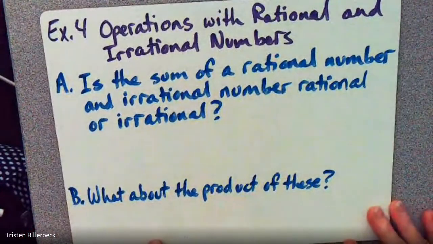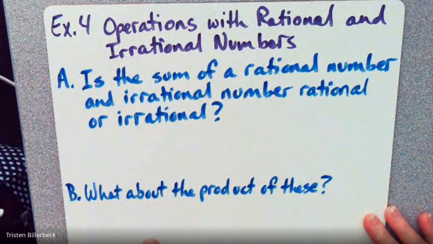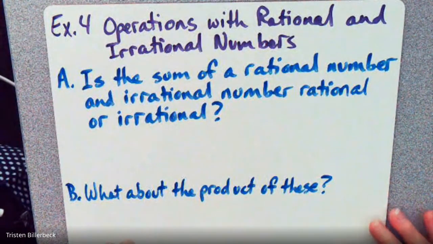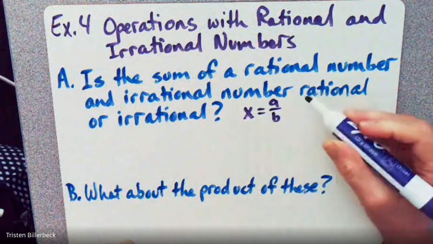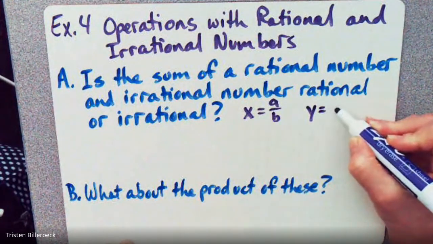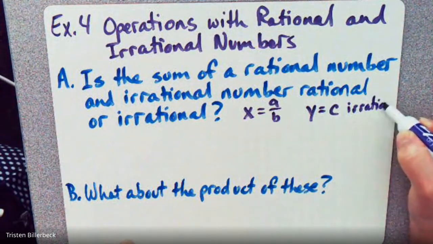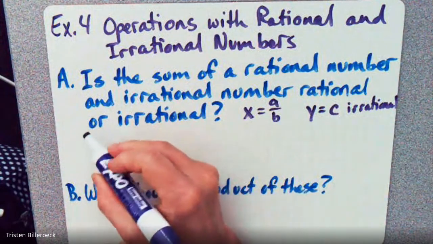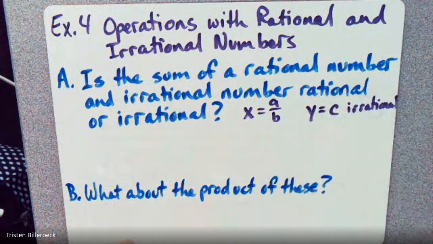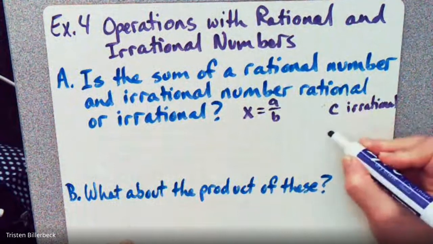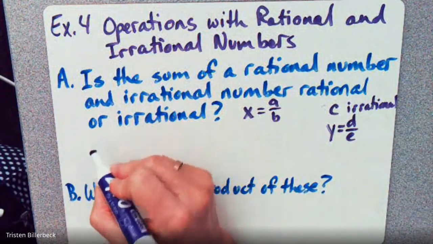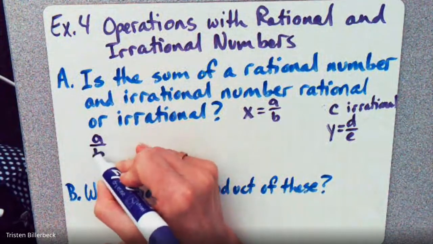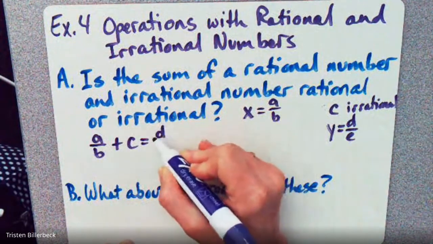All right, so operations with rational and irrational numbers. Now, it says, is the sum of a rational number and an irrational number rational or irrational? So if we say again that x equals a over b, and y is c, which is irrational. Let's not say that. C is irrational. And then y equals d over e, which is two integers. So if I have a over b plus c, we want to know, does it equal d over e, a rational number?